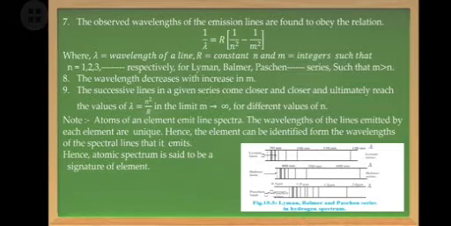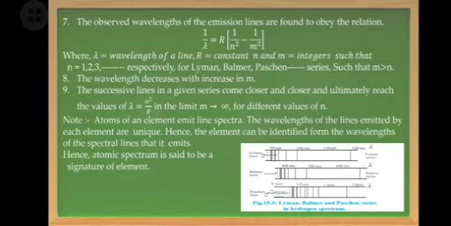closer and ultimately reach the value of lambda equals n square upon R in the limit m equals infinity, for different values of n. Now what is this? Students, if you want to find out the series limit or the maximum wavelength, then for that you have to substitute the value of m as infinity. And you know that 1 upon infinity is equal to 0. So our equation of 1 upon lambda reduces to R upon n square, or you can say that lambda equals n square upon R.